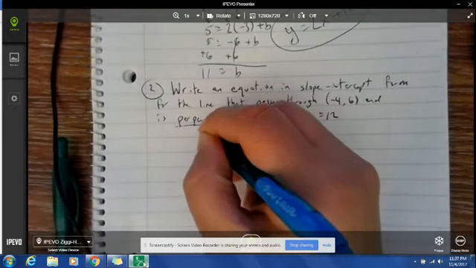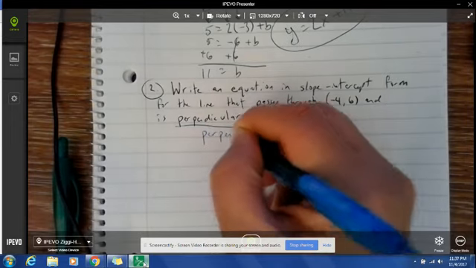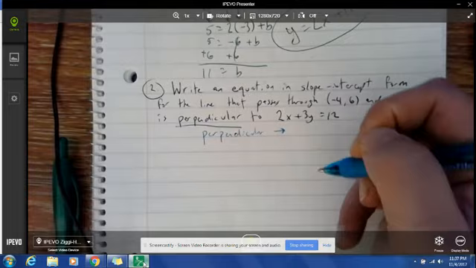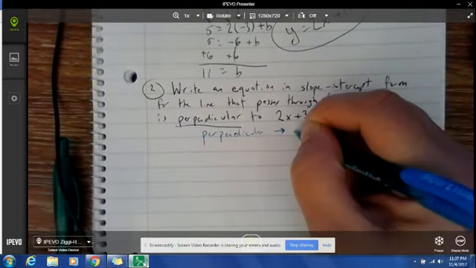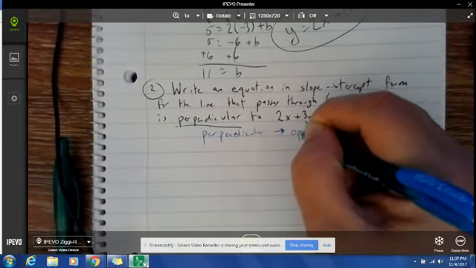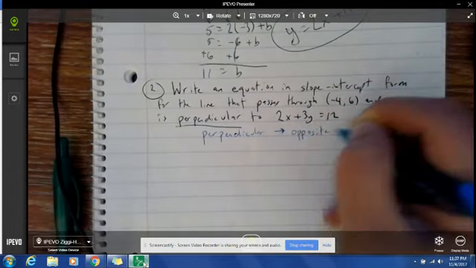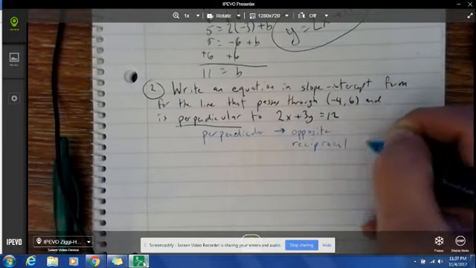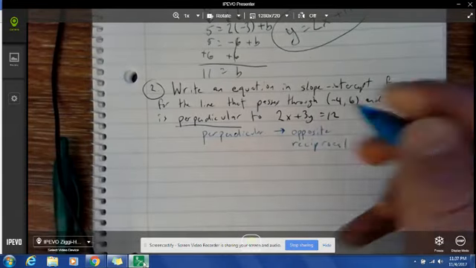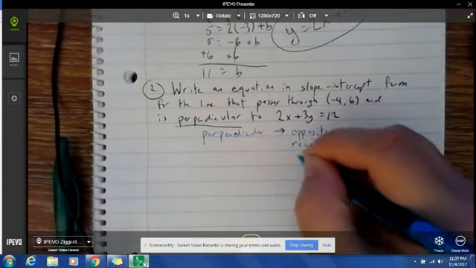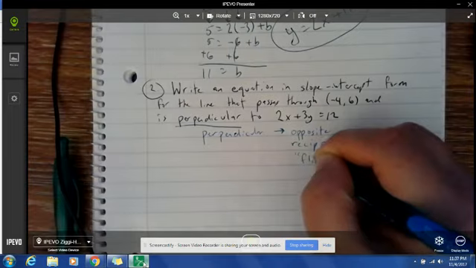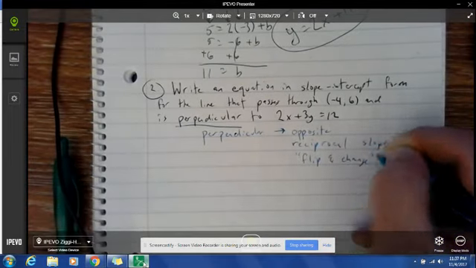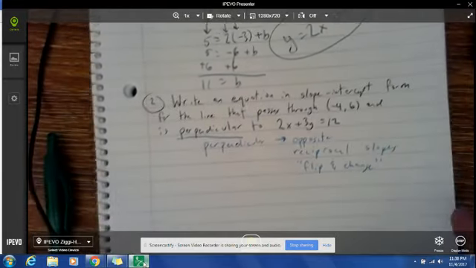So perpendicular means that we have opposite reciprocal slopes, or as I like to call it sometimes, flip and change. Flip the fraction, change the sign.